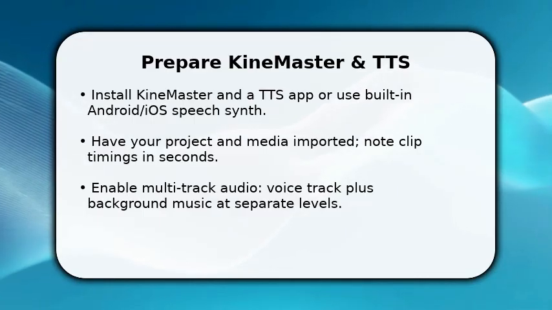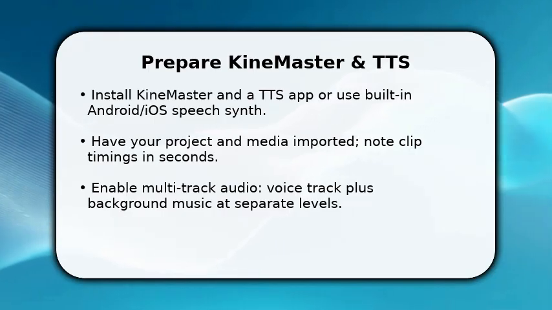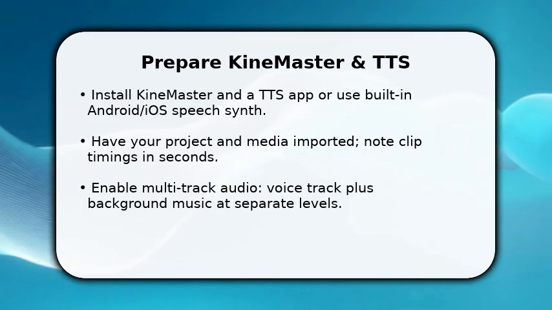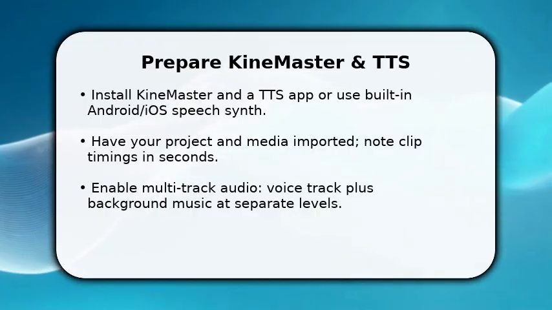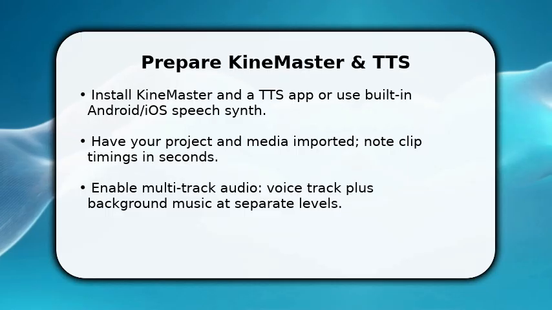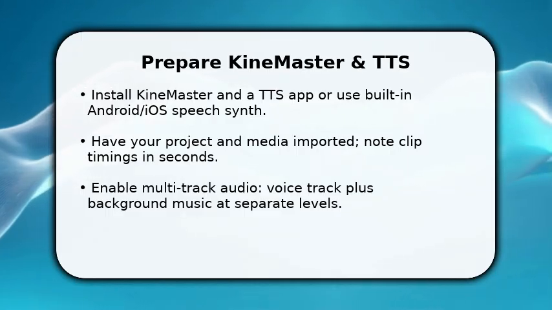You'll start inside Kinemaster with a project open and media on the timeline. First, choose whether to use your device TTS or a third-party app. The device TTS is faster for short lines. Once chosen, prepare a text file or script and set clip markers where narration belongs. Make sure multi-track audio is enabled so you can add voice on a separate layer. This lets you adjust levels independently and keeps music from masking the speech.